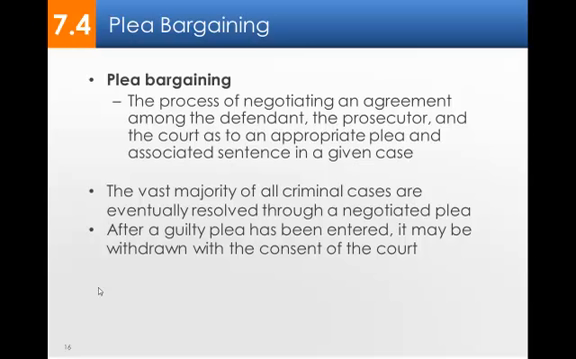A second common one is bargain for charge. This is very common in first-degree murder cases because you can get the death penalty. So some will plead guilty to second-degree murder, and they'll get life in prison or life without parole, but they won't face the death penalty. There's also bargains for dropped charges.